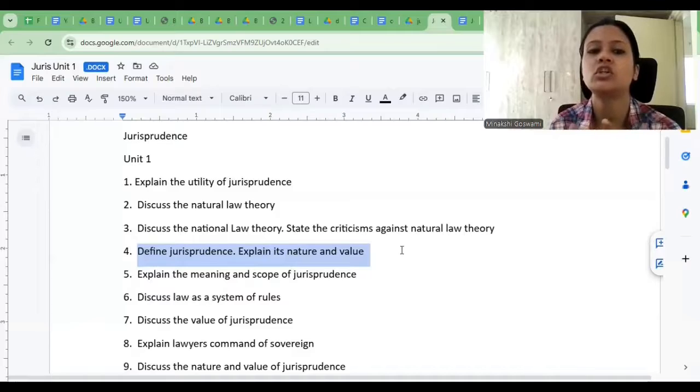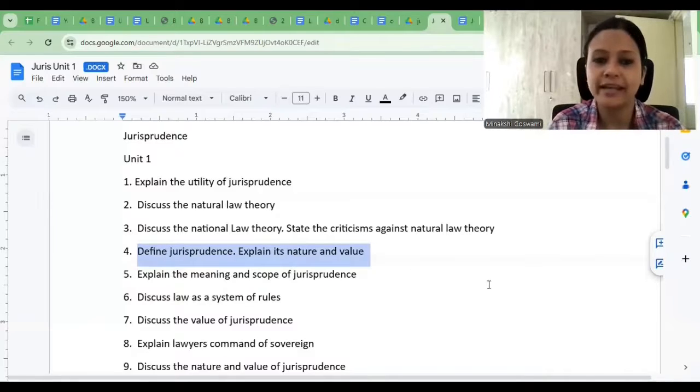Even though the question is not directly on the definition of jurisprudence, you can add those definitions, if you already know it, if you have already studied it, in your other questions. Like obviously, this one they clearly have asked you to define jurisprudence. You will have to add it.